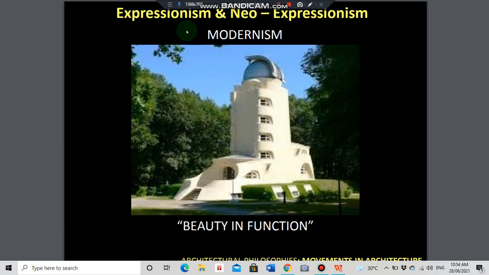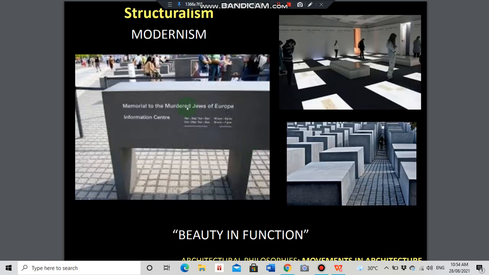So this one is an example of expressionism and neo-expressionism of modernism, no? Beauty and function. That is one example. Then structuralism, modernism. This one is an example of an office, and yung kanyang flooring is made of a combination of steel, concrete, and glass. No, that is structuralism.